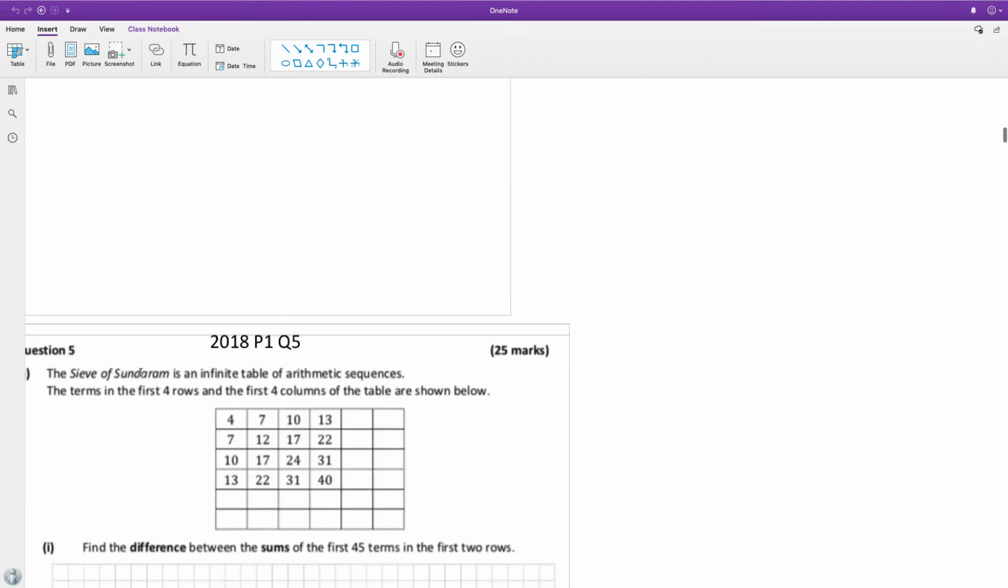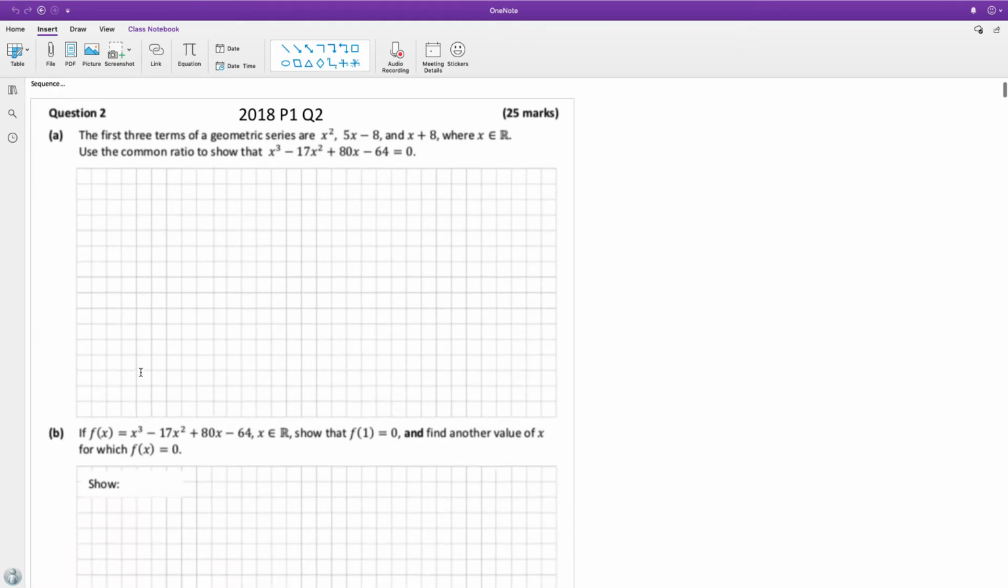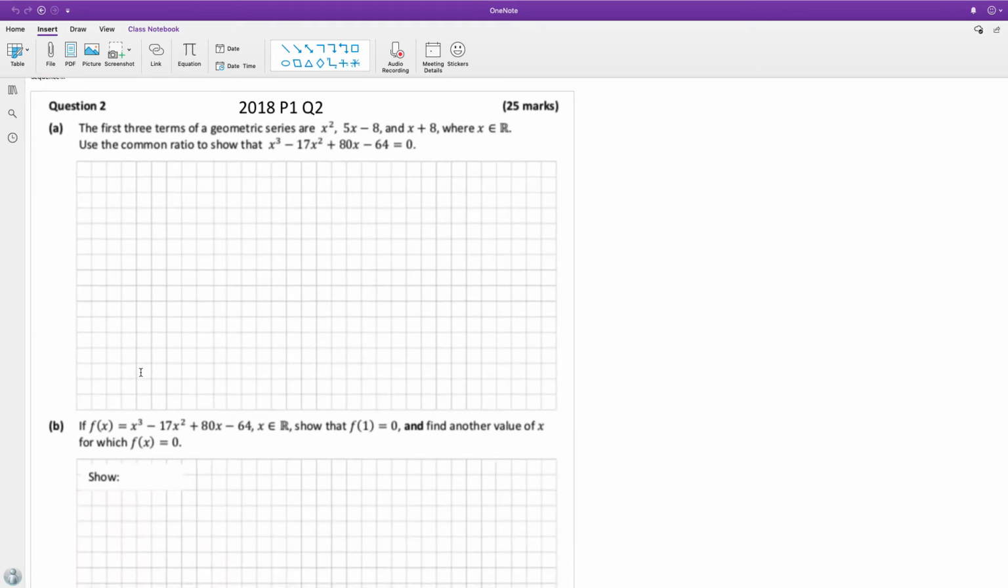Right, we'll start with the 2018 paper 1. Question 2. So, the first three terms of a geometric series are x squared, 5x minus 8, and x plus 8.